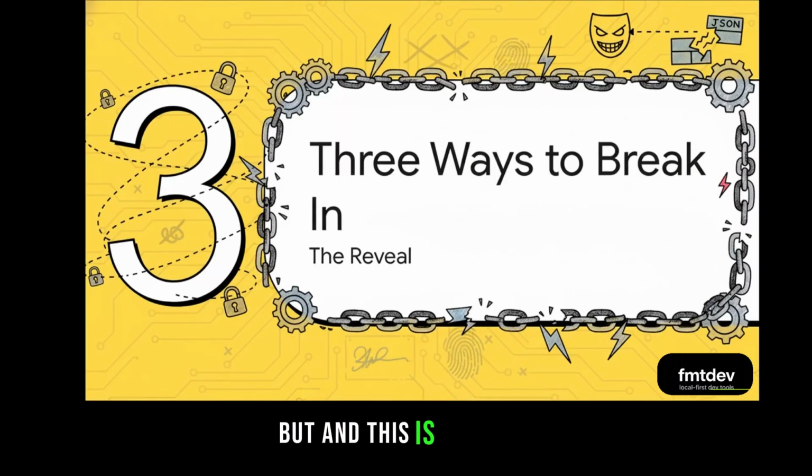But, and this is a big but, this really elegant system relies completely on the integrity of that signature. And if it's implemented wrong, it has some massive flaws. So now we get to the fun part, the reveal. Let's look at three ways this whole system can be completely and utterly defeated.